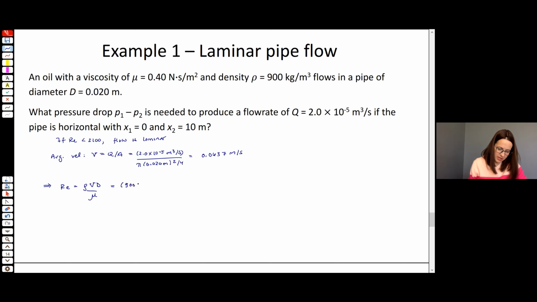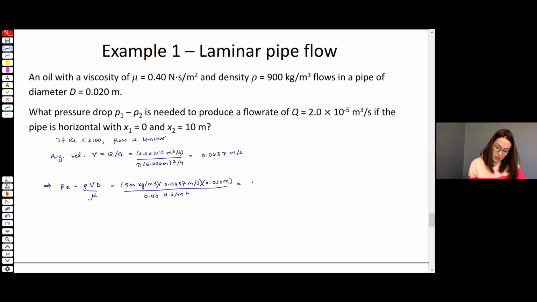So we know that that's 900 kilograms per meters cubed. We just calculated the velocity. It's 0.0637 meters per second. And we were given the diameter. It's 0.020 meters. And our viscosity was also given. It's 0.4 Newton second per meter squared.